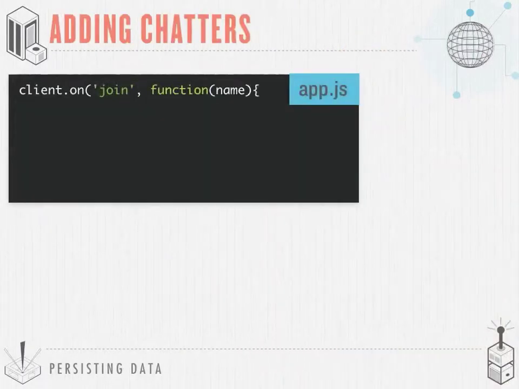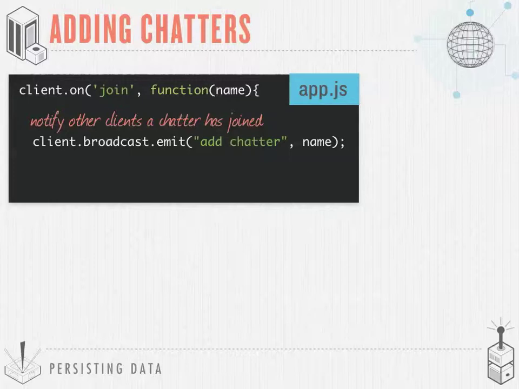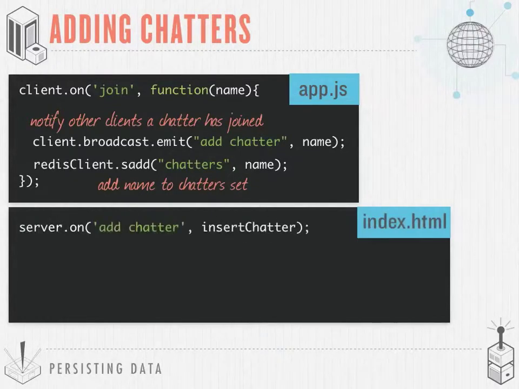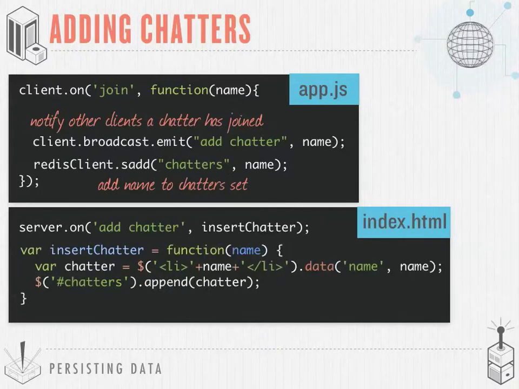When a client joins, we're going to do 2 new things. First, we want to notify all the other clients that a new chatter has just joined the chat. We also want to use the Redis client library to add the person's name to the chatter set. Then we'll go back to our client, and we're going to add a new listener on that add chatter event that we added in the server. And when that event gets emitted, we're going to call the insert chatter function defined here.